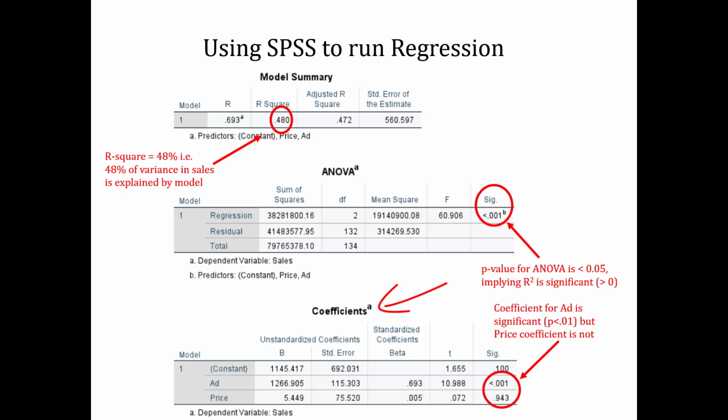The most important table is the last one, labeled coefficients. This shows the results of testing whether the coefficients of the independent variables are significantly different from 0. As you can see from the last column, the p-value for the coefficient of ad is less than 0.001, while the p-value for the coefficient of price is 0.943. As usual, we compare these p-values with our chosen alpha, and if the p-value is less than alpha, we reject the hypothesis that the coefficient is 0. So, ad is highly significant in its effect on sales, but price is not.